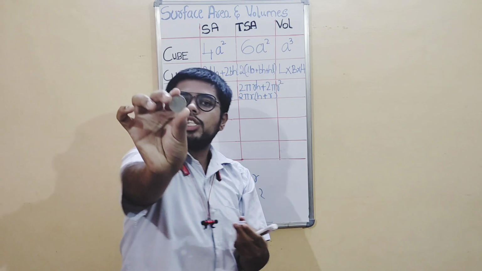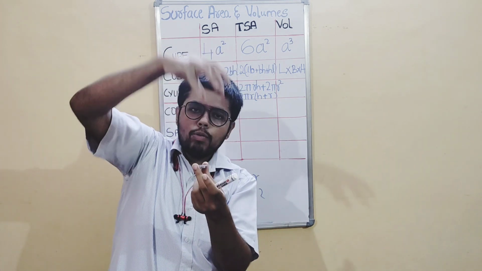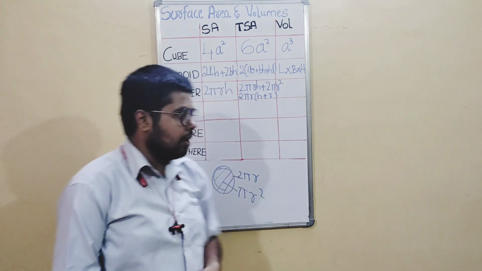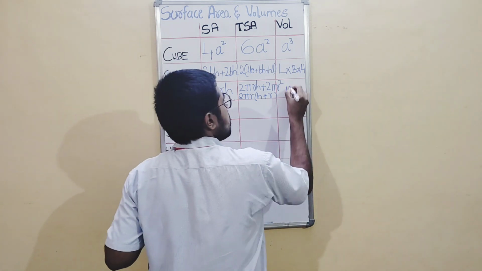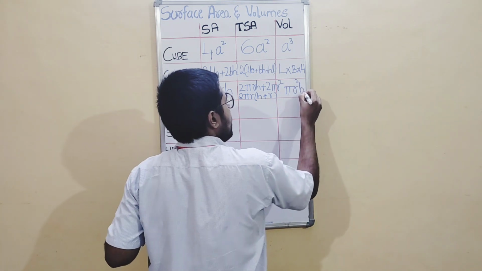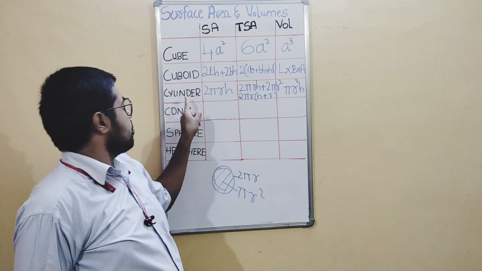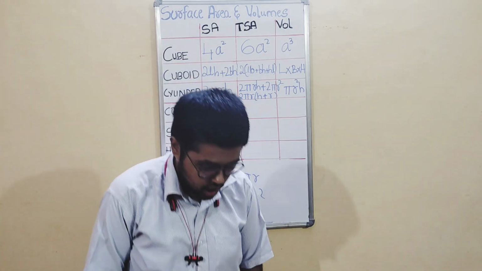So one circle is pi r square, and go on keeping one circle on another, it forms the cylinder. Therefore, it becomes pi r square h. One circle up to the height you want, whatever height you want. Therefore, the volume of cylinder is pi r square h. This you have to remember.